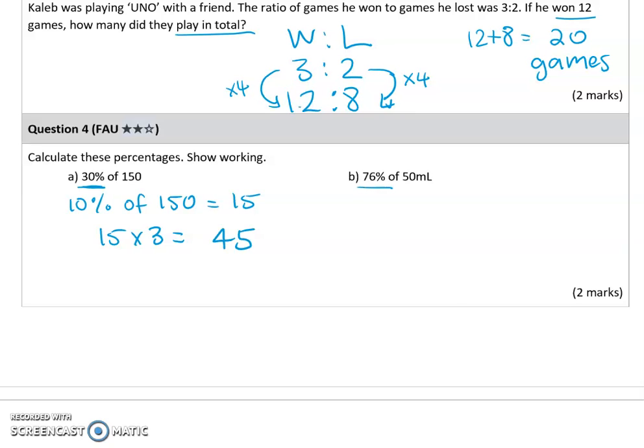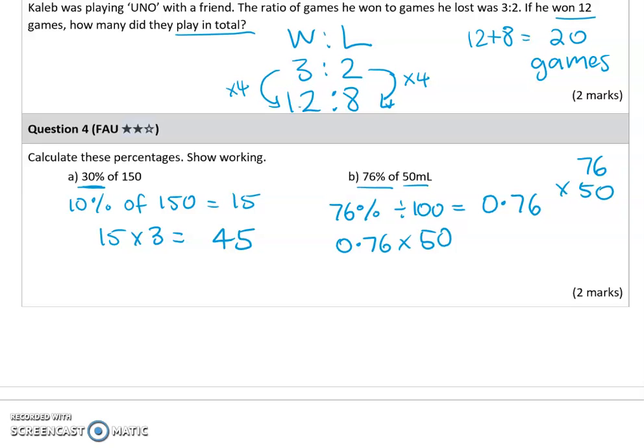This one here, 76%. It's not quite as easy to do, more of a mental strategy, so I'm going to use converting it to a decimal. 76% to a decimal would be 0.76. You then need to multiply the decimal by the amount, 0.76 times 50. Multiplying decimals, you pretend the decimal's not there, 76, and multiply it as per normal and add the decimal in later.